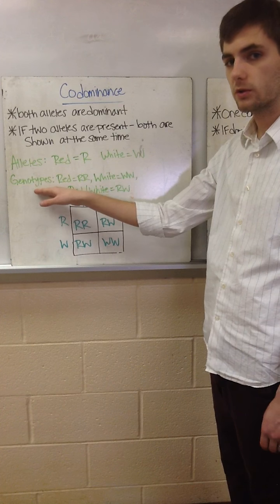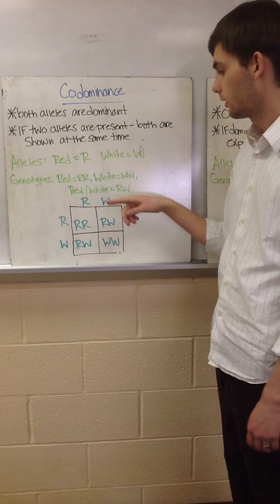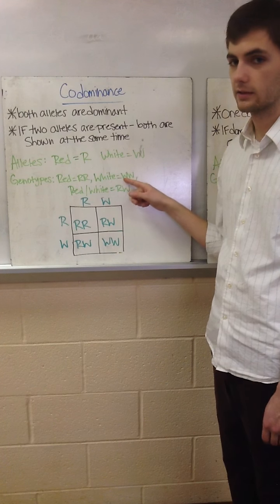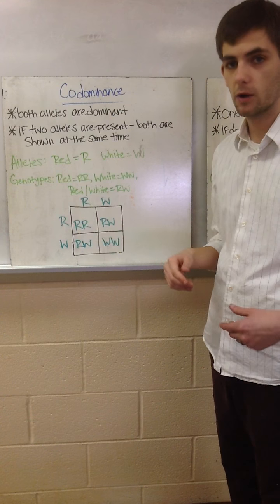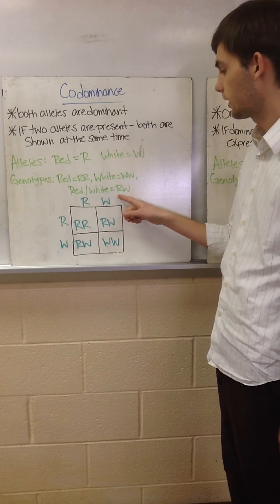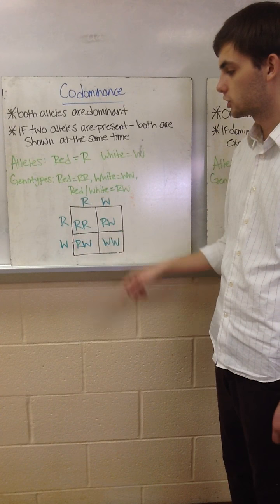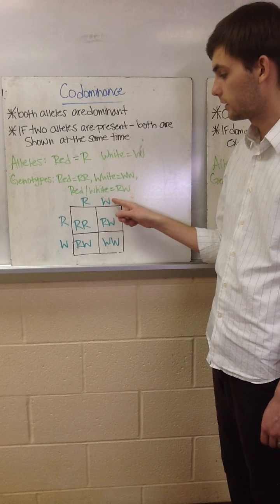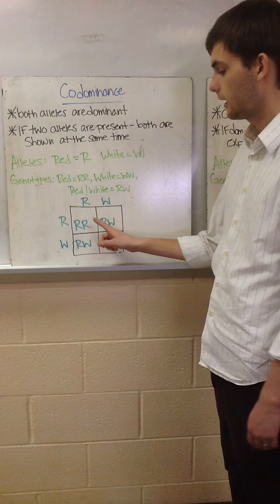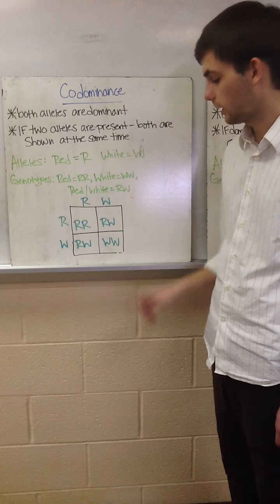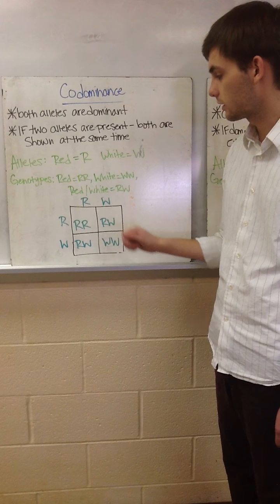Our resulting genotypes for these, to be red you would have to be homozygous dominant, big R, big R. To be white you would have to be homozygous dominant, big W, and to show both colors, red and white, you would have to be a big R and a big W. So our Punnett square here is showing crossing a red and white organism with another red and white organism. Here we have a 25% chance of being red, 25% chance of being white, and 50% chance of being red and white.